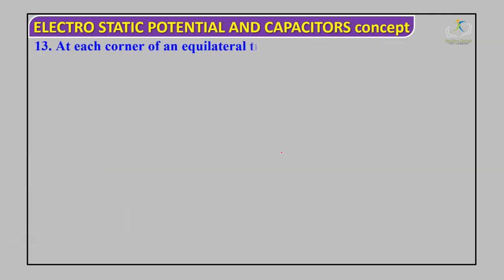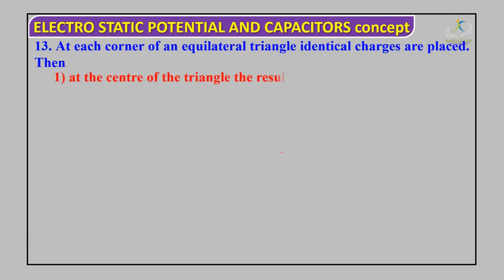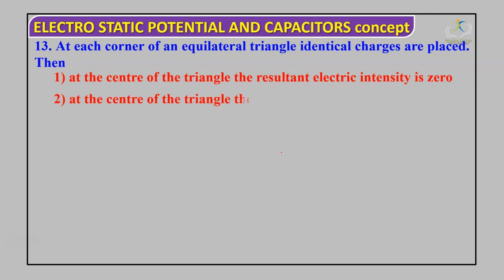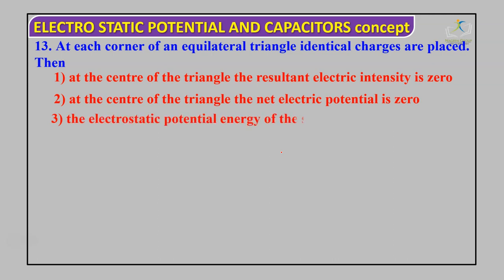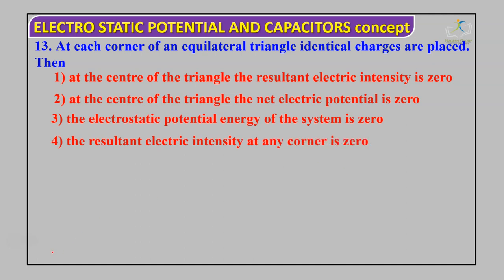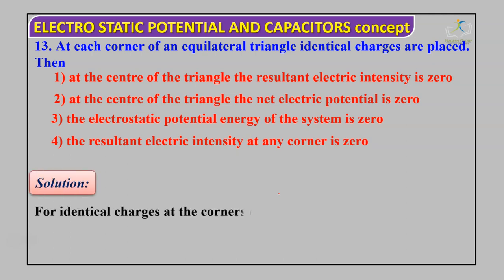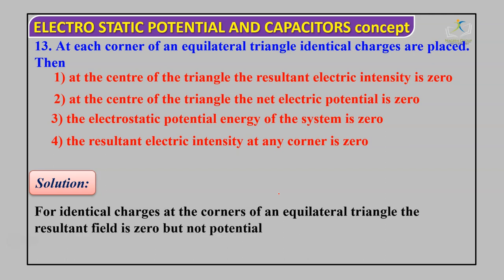Next question we have. At each corner of an equilateral triangle, identical charges are placed. Then, at the center of the triangle, the resultant electric intensity is 0. At the center of the triangle, the net electric potential is 0. The electrostatic potential energy of the system is 0. The resultant electric intensity at a corner is 0. Now, let us see the solution. For identical charges at the corners of an equilateral triangle, the resultant electric field is 0, but not the potential. Hence, at the center of the triangle, the resultant intensity is 0.